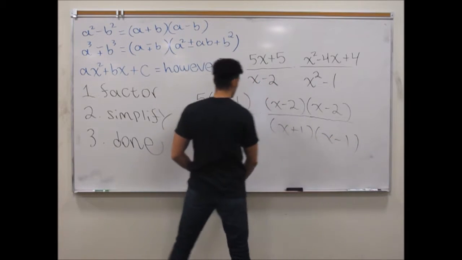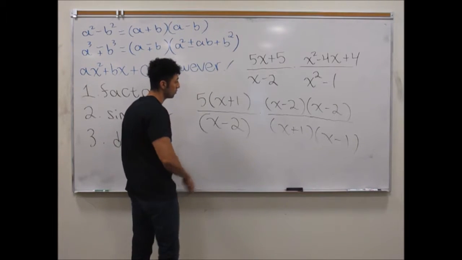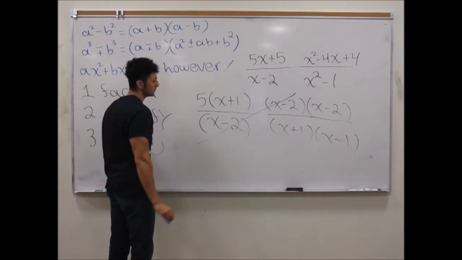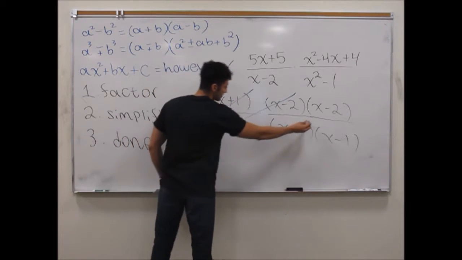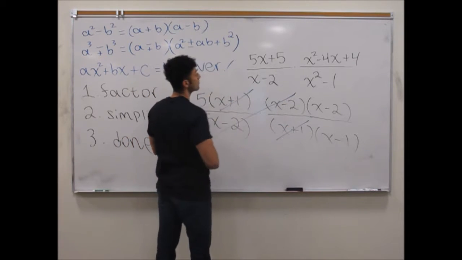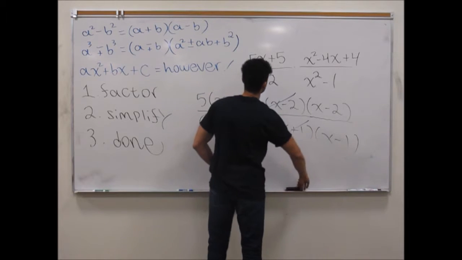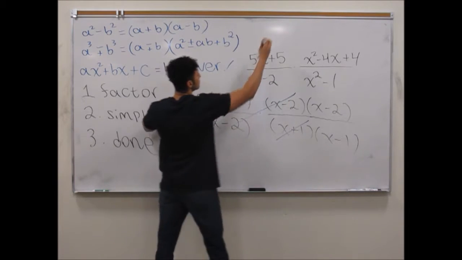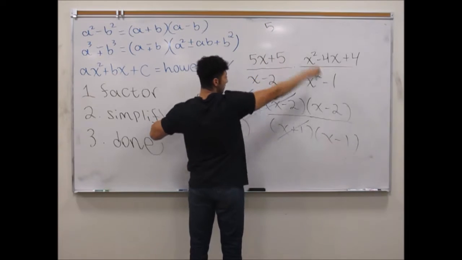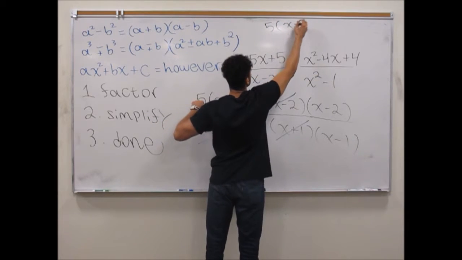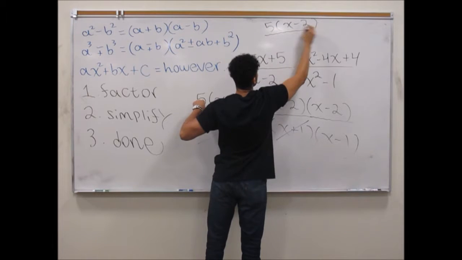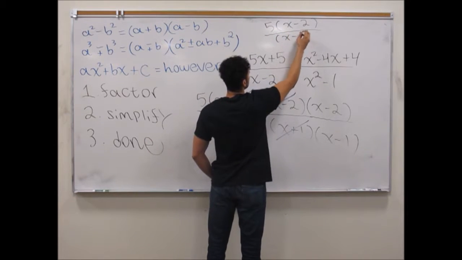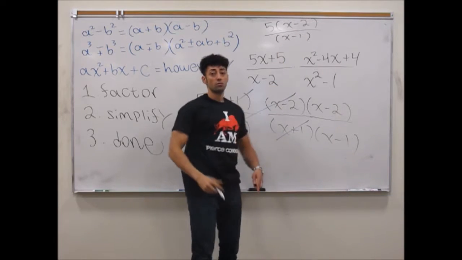And the best part about this is where you get to cancel stuff out. So these x minus 2's cancel, and the x plus 1's cancel. So our final answer is, you just get the 5 on top, and the x minus 2. And on the bottom, we just have x minus 1. So this would be the answer to our first example.